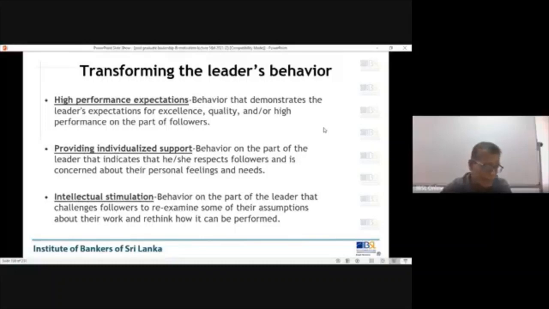And the next one is what you call intellectual stimulation. Now, remember, while you're working, you need to re-examine some of the assumptions about their work and rethink how it can be performed. Intellectual capital is one of the things, I mean a human resource, right? Any organization must have intellectual capital. There are three types of intellectual capital you can identify.